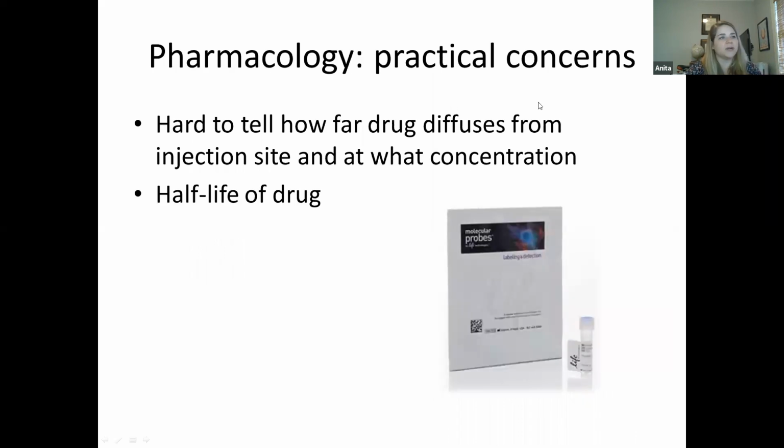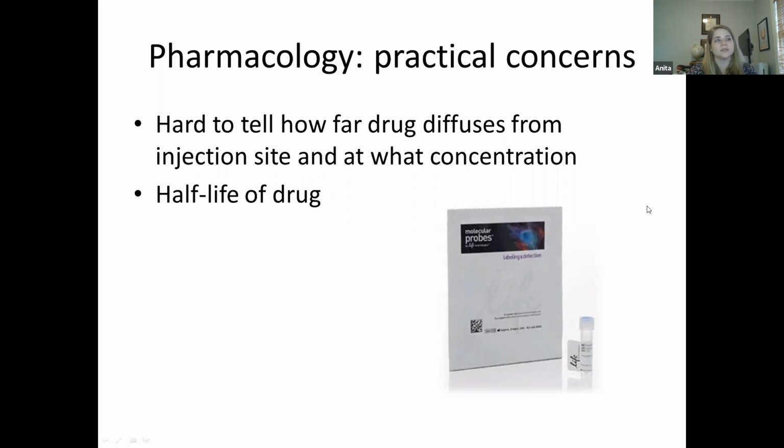So of course there are going to be practical concerns with this as well. It's hard to tell how far a drug diffuses from your injection site. And obviously there's going to be sort of a halo of drug concentration. So where is the drug active versus not active? And so some people have tried, so for example, this is muscimol conjugated to BODIPY, but this is a fluorescent marker, which basically means that it's going to be lipophilic. It's not going to have the same diffusion properties that the chemical itself has. So you can try to estimate based on a fluorescent reporter, but you're not really going to know.